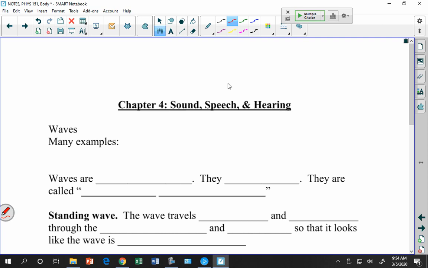So waves. There are lots of different examples of waves. Waves in water.